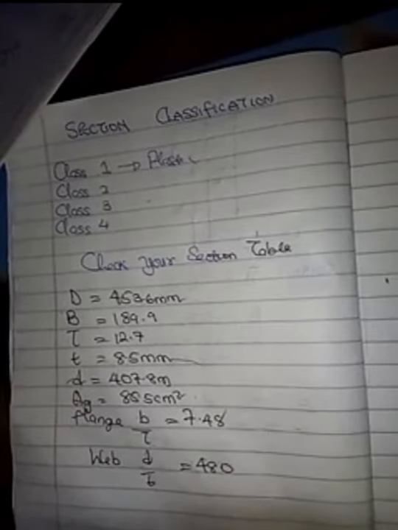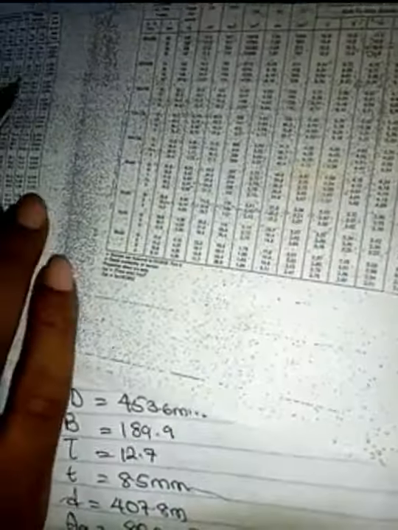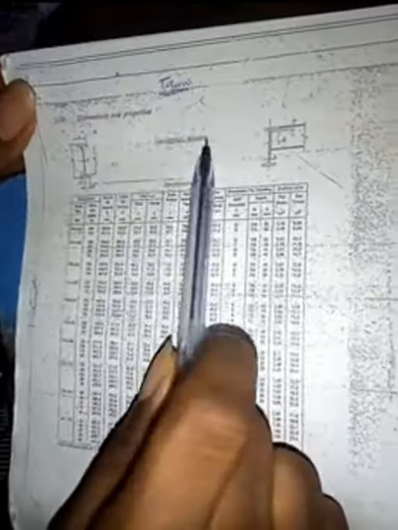All right. I think David has a clear view of our section table. This is the section table that you are going to be making use of. In your section table, you are going to be looking for universal beams, UB. So this here is your universal beam.